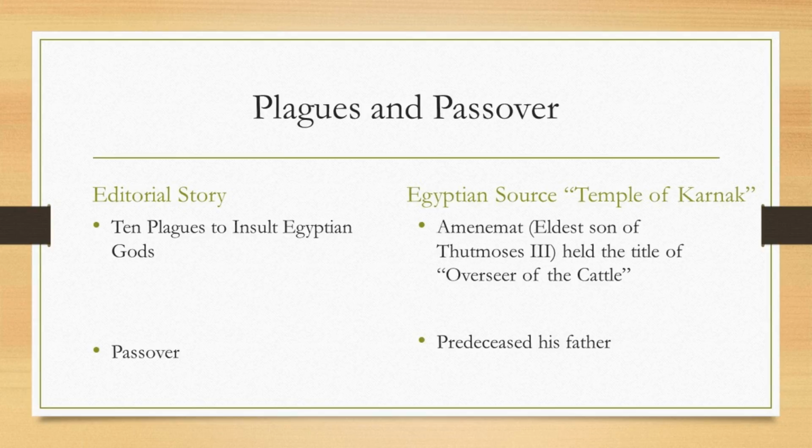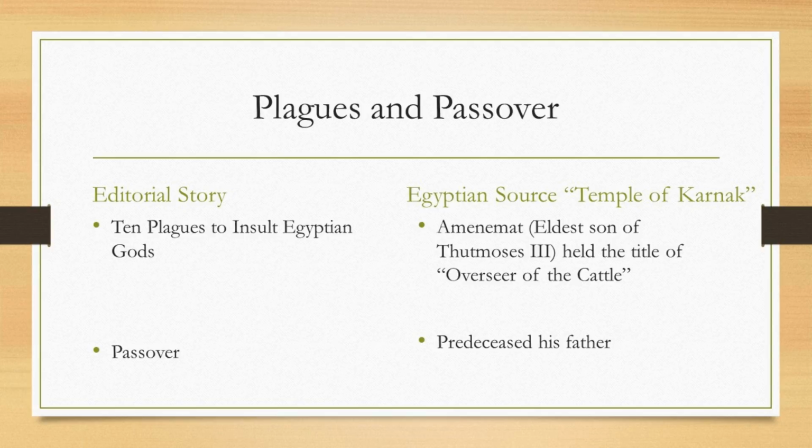But it was also getting pretty close to being personal. Because as we know, Thutmose III's firstborn son, we know from the inscription at the Temple of Karnak, had that strange title of overseer of the cattle. So this would also be a slap in the face of Pharaoh's household.